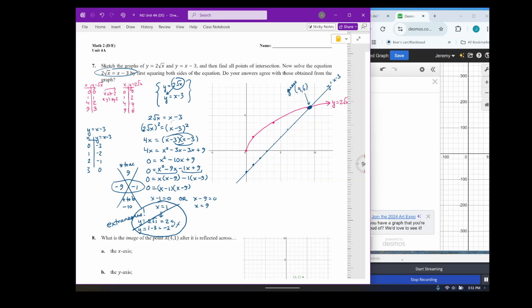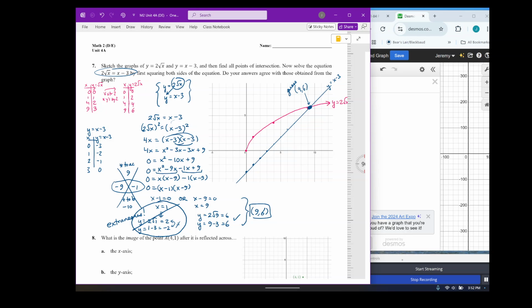Over here, when I got x equals 9, if I plug that in, y is going to be 2 root 9, which is 2 times 3, which is 6. And if we plug it into the other one, it's going to be 9 minus 3, x minus 3, which is still 6. These check out. So then I know that one of the intersection points here is 9, 6. And in fact, it's the only intersection point.